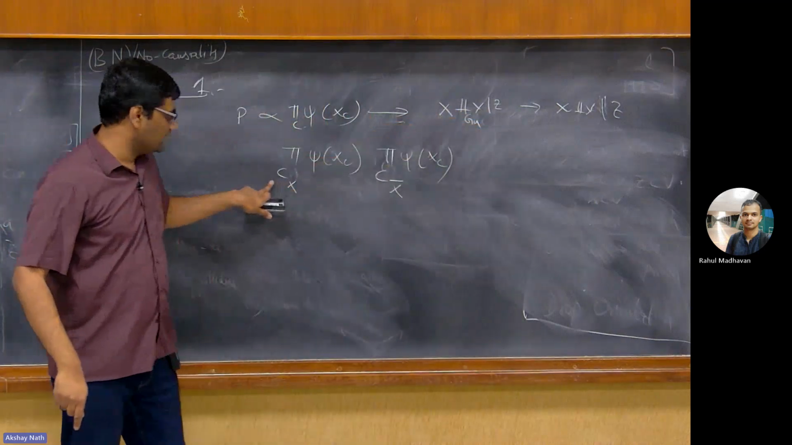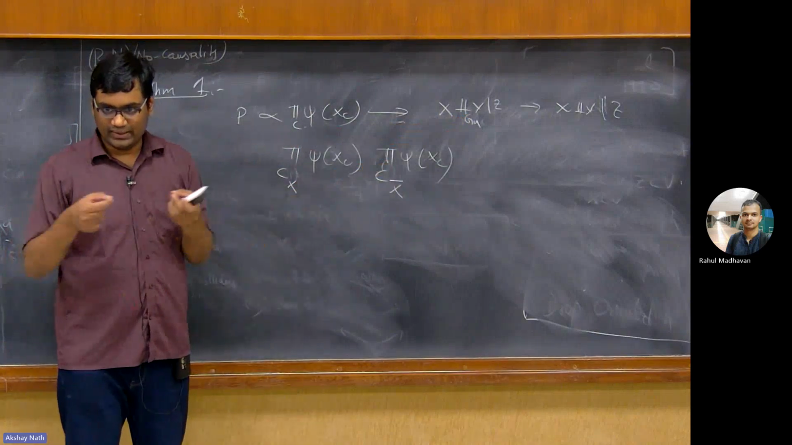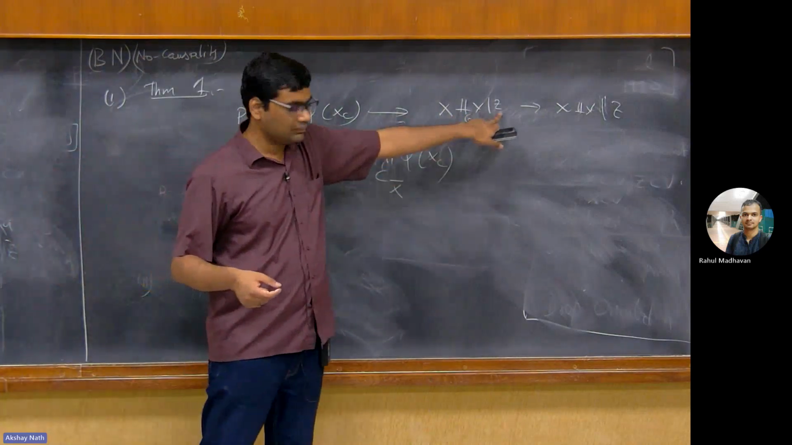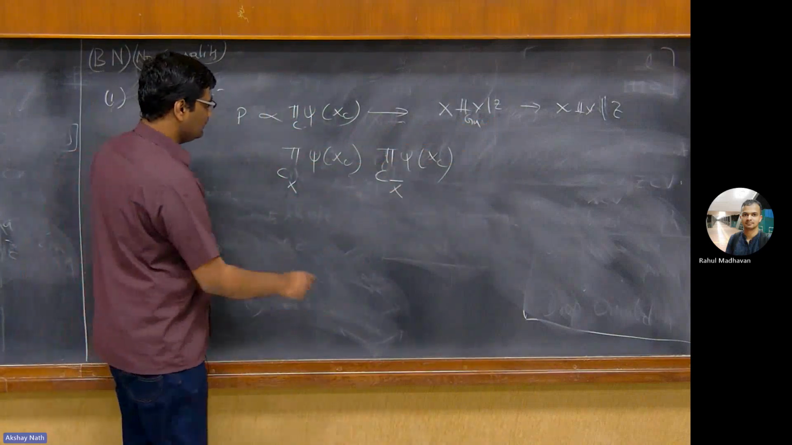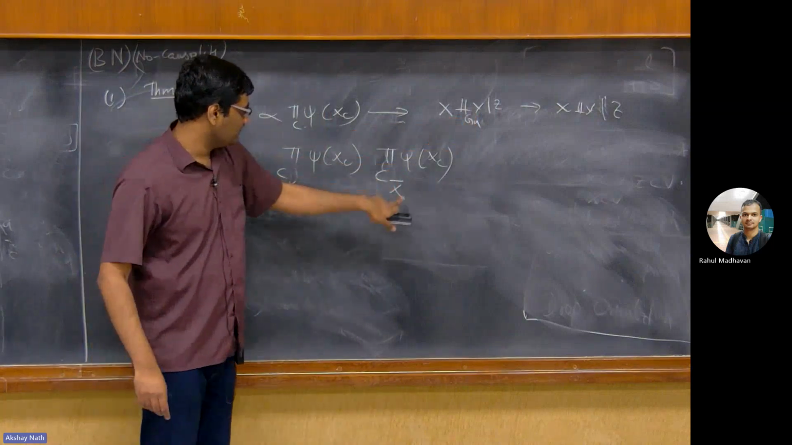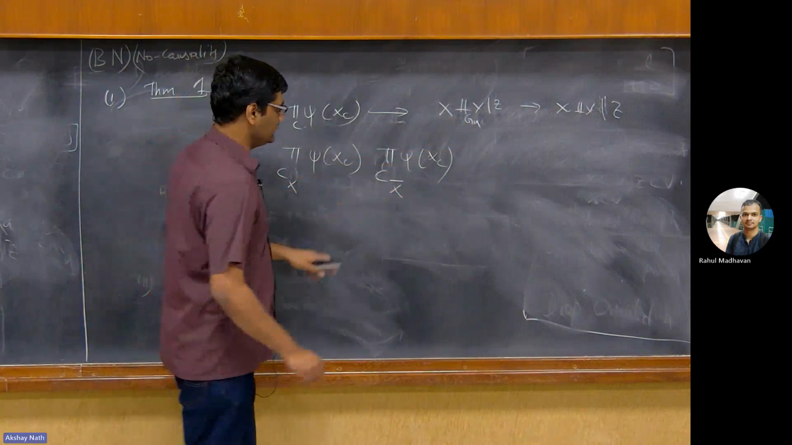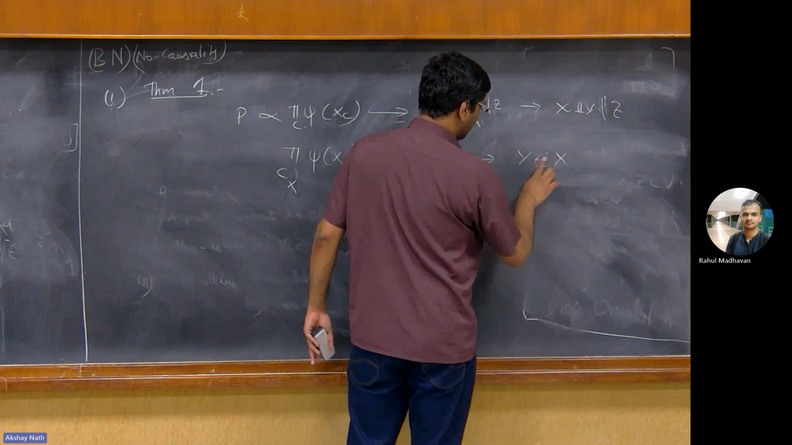So X is part of this clique. If Y is also part of the same clique, it's a clique, so it connects everything. No matter what separator you use, they are going to be connected. So Y cannot belong to both of them. It actually belongs only to X bar. So this implies that Y should belong to X bar.